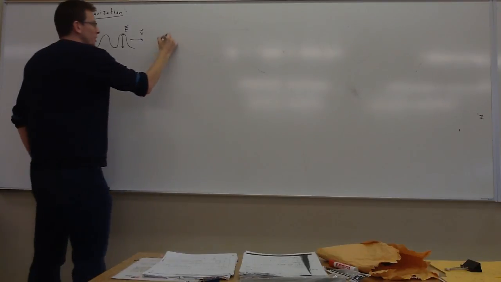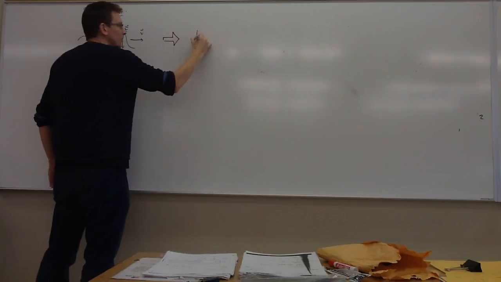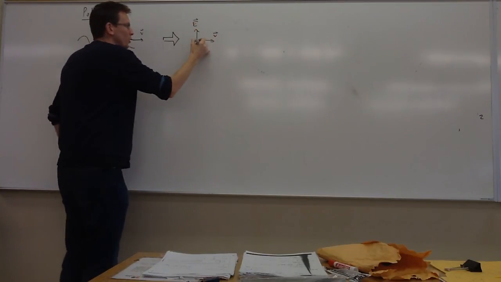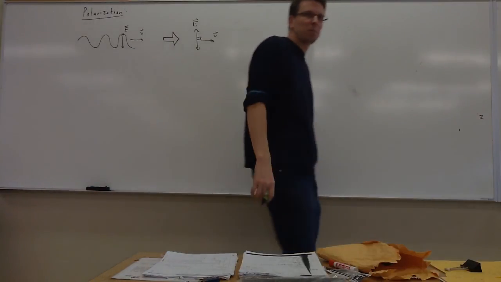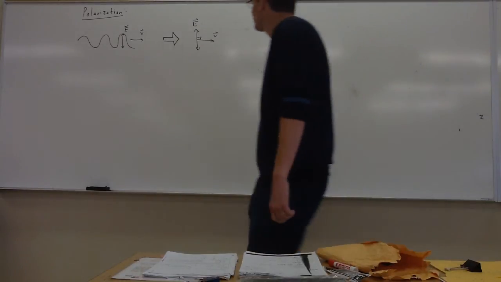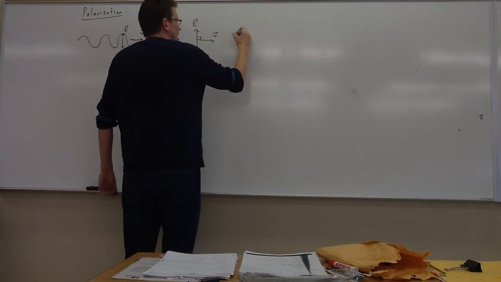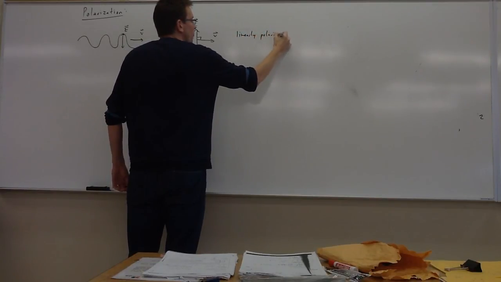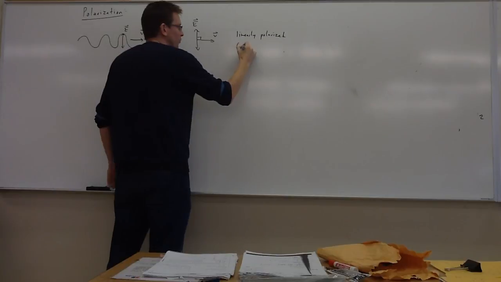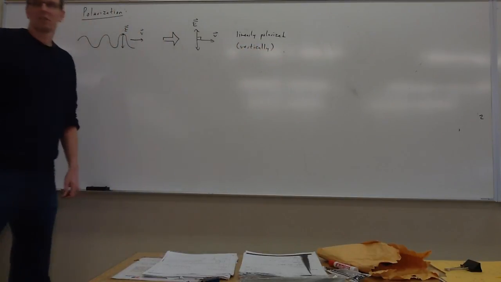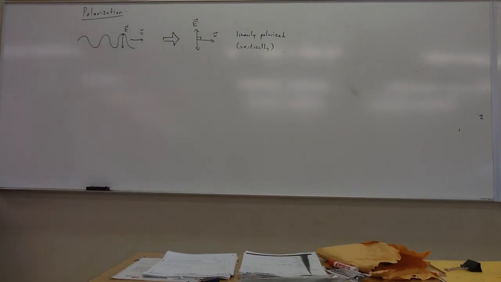As a shorthand, I might just draw it like this. So I just want to show the plane in which the electric field oscillates and the direction of the wave. That just saves me some writing. This kind of light is called linearly polarized. And specifically, it's vertically polarized. Because the electric field is vertically oscillating up and down.